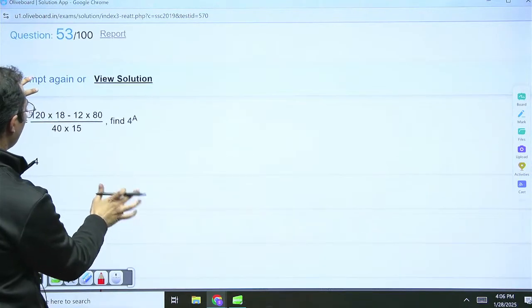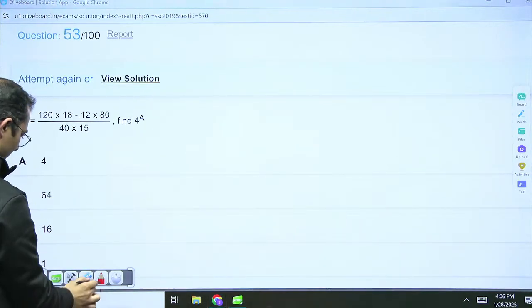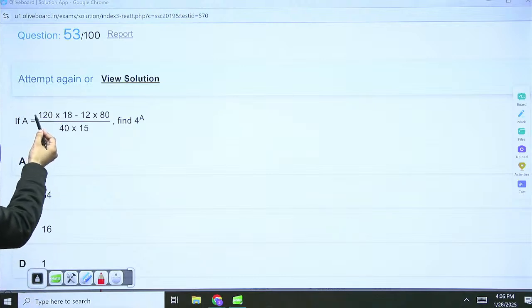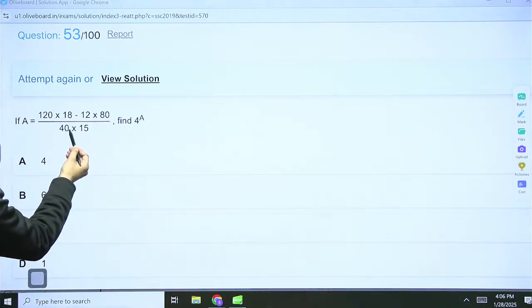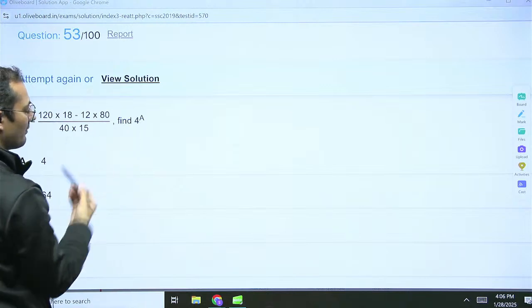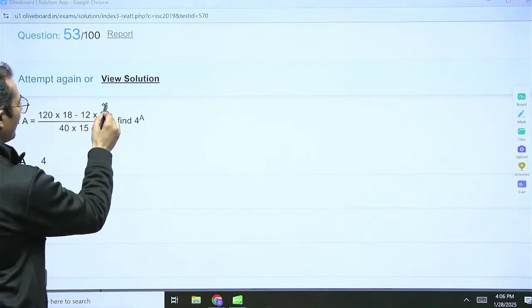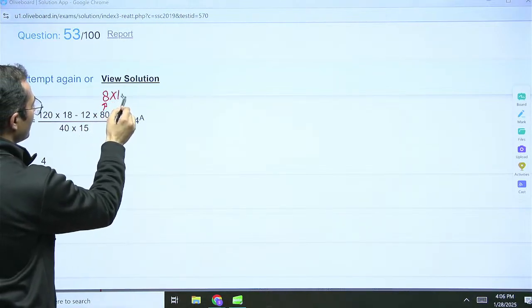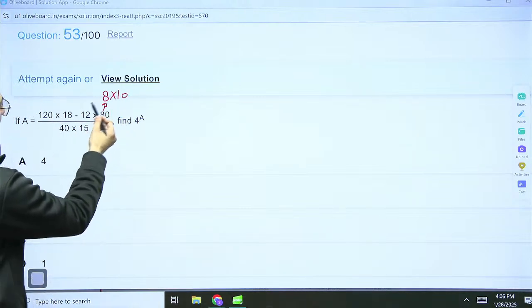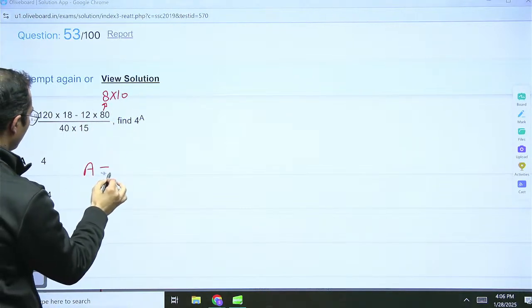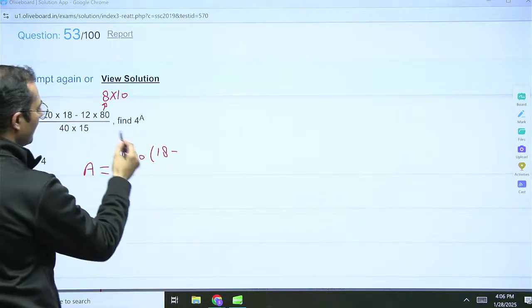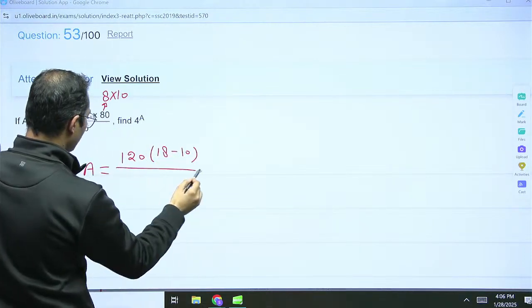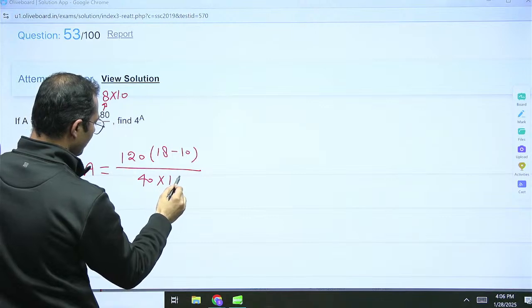Here the question is saying, if A is equal to 120 into 18 minus 120 into 80, divided by 40 into 15, then find 4 to the power A. We can write 80 as 8 into 10, so it will become 120. Let's take 120 common: 120 bracket 18 minus 10, divided by 40 into 15.